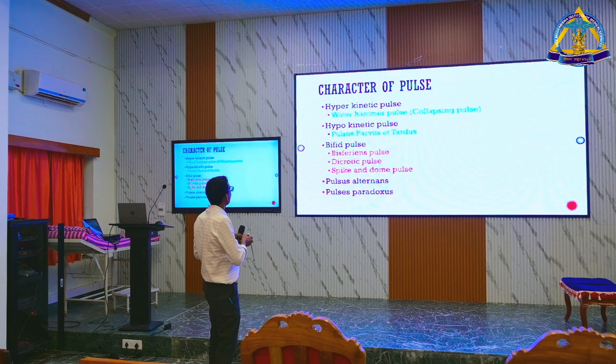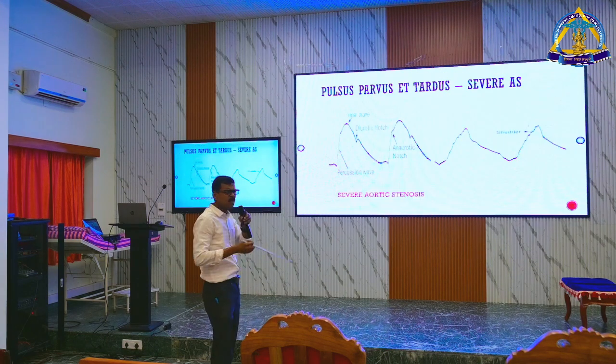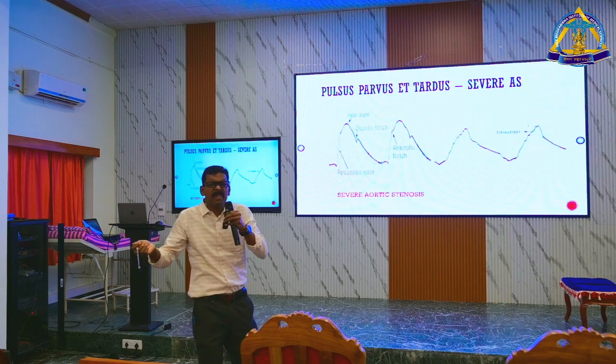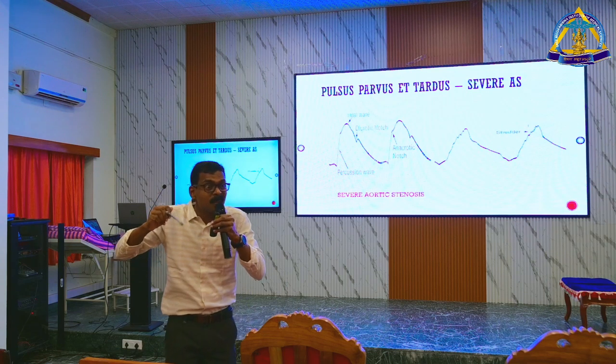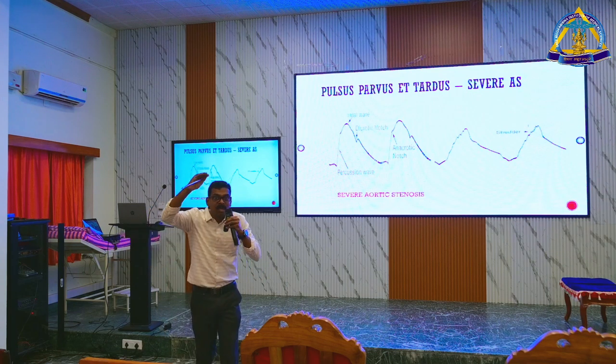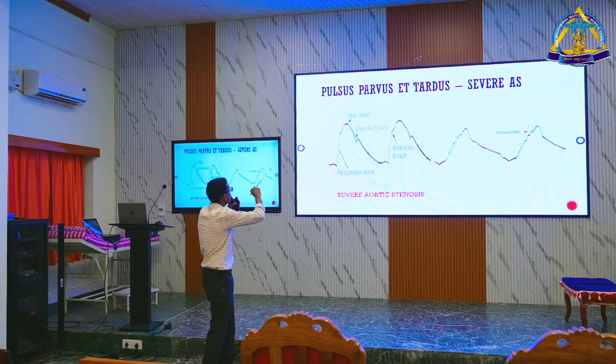The second one, hypokinetic pulse. Hypokinetic pulses, parvus et tardus. Hypokinetic is low volume pulse. You are dehydrated, you have a lot of diarrhea, blood loss, accidents, and then of course severe aortic stenosis, outflow obstruction. You have a low volume pulse.